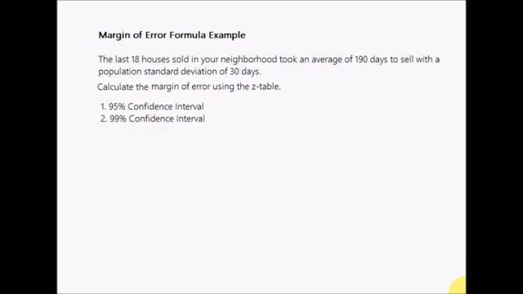In this video, I'm going to show you a couple of examples of working the margin of error formula. My question asks about the last 18 houses sold in a neighborhood. We're given a mean and a population standard deviation, and we're asked to calculate the margin of error using a 95% and 99% confidence interval. We're going to assume our data is normally distributed. The fact that we're being asked to use the z-table is a hint we can use the normal distribution.